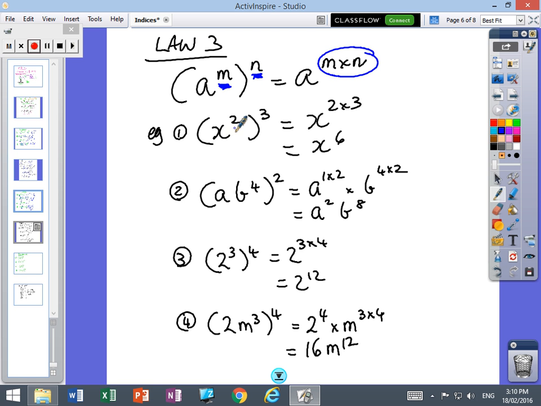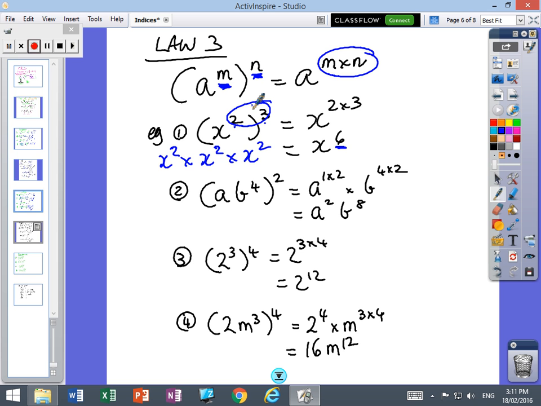So if I've got x squared, and I cube it, which means I've got x squared, and a third x squared, that's what cube means. 2 plus 2 plus 2 equals 6, or 2 times 3 equals 6.